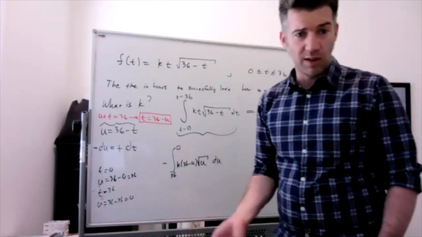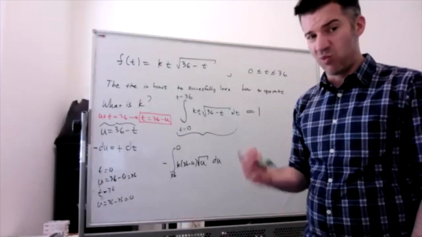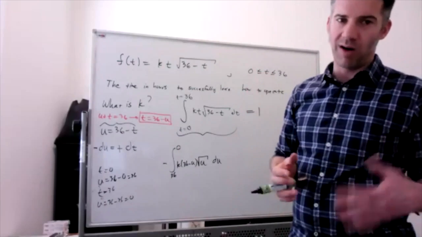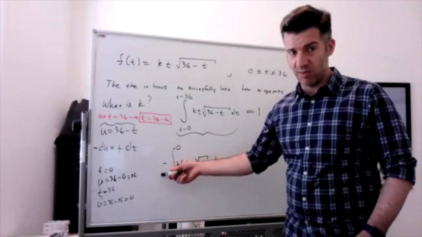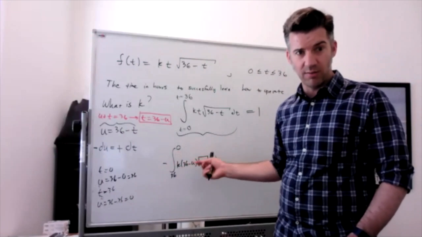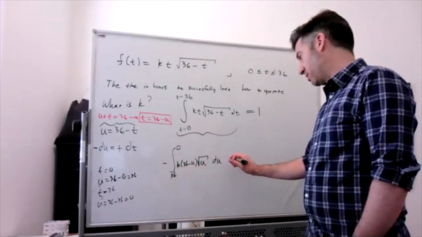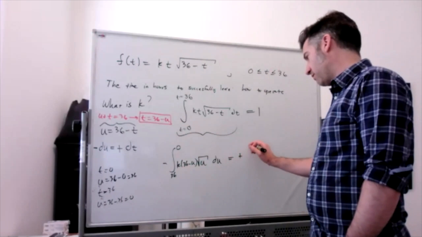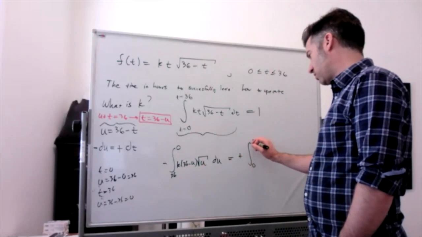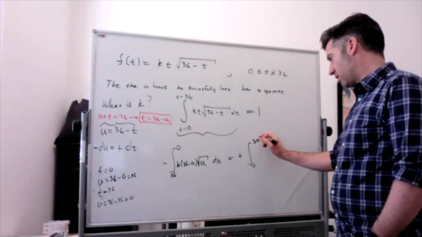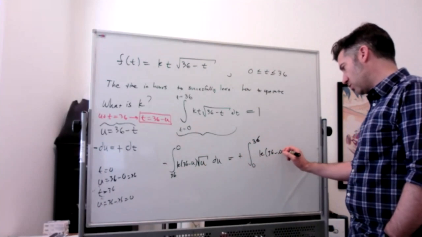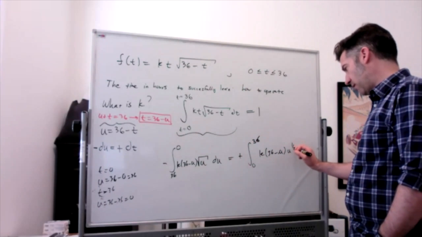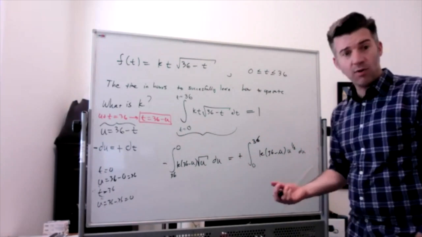Now, typically, we don't love our limits of integration being in this wrong order. It's not really wrong. It just feels less than right. But we luckily have a negative sign here, so we can change the order and change the sign. So this is actually equal to positive integral from 0 to 36 of k times 36 minus u times u to the 1/2. And now we're good to go.